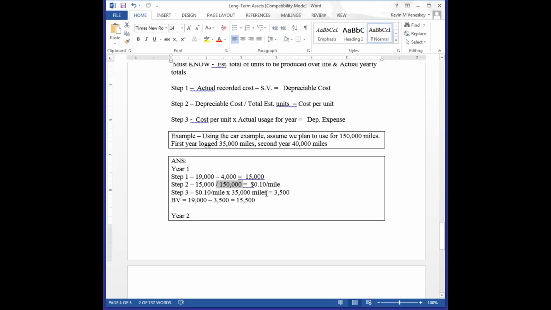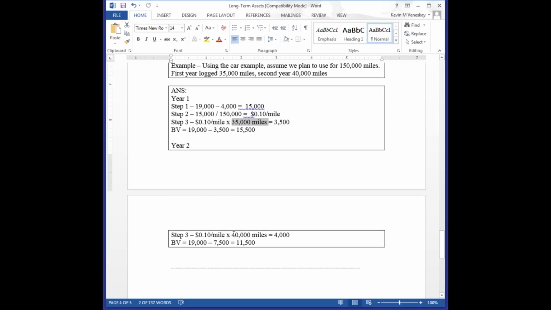All I've got to do is just change the number of miles that I drove in year 2. So in year 2, I drove 40,000 miles, 10 cents a mile. I'm going to now do a depreciation expense of $4,000 in year 2. Notice up here with the $3,500, it didn't matter when I bought the asset. If I bought it in May or April or November, this is going to make that determination. Just how many miles did I drive? Doesn't matter how long I had it.